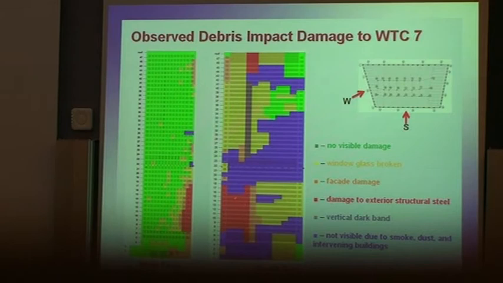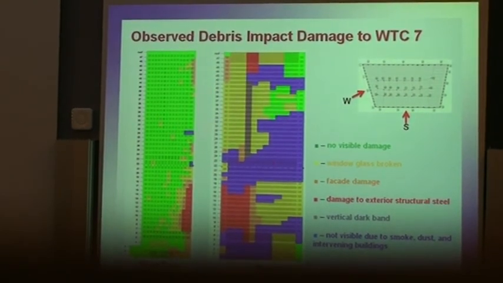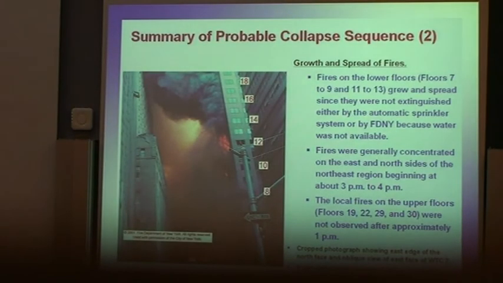So wherever you see red here, this is the south face, this is the west face. This indicates damage to exterior structural steel, and you can see some of them actually happening here at the top, and all the facade damage, window glass broken, all that was included in this type of graphics in order to facilitate the modeling process. This is the damage that we imposed on the LS-DYNA model, the big model, the 47-story model, and basically at each floor, based on these pictures, you can figure out different damage patterns. So that's what the collapse of the towers did to building 7.